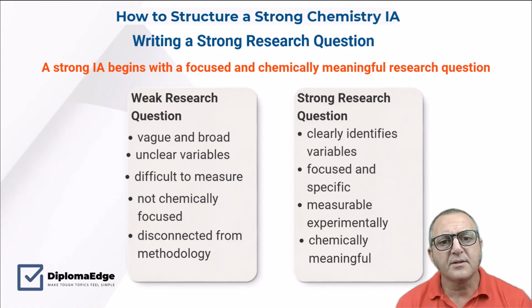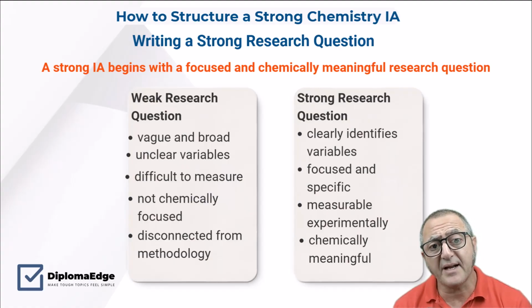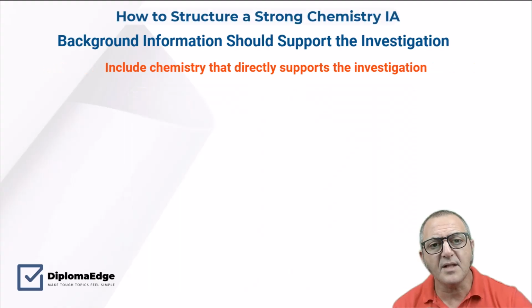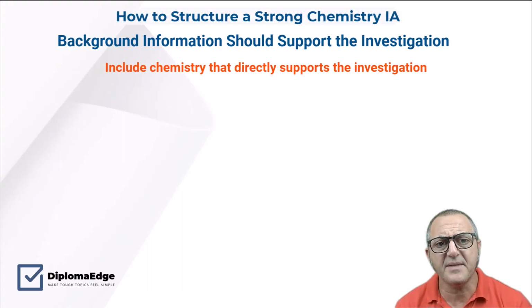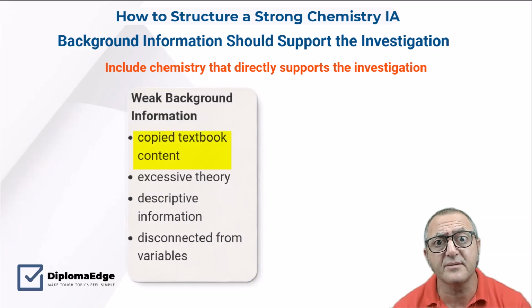Now, the next thing you have to have in your investigation is background information. The background information is the chemistry that directly supports the investigation. And the typical mistakes that students make when they are writing down the background information is that they're just copying down textbook content. Sometimes they even quote it. When what you have to do is really explain with your own words the science behind your investigation.